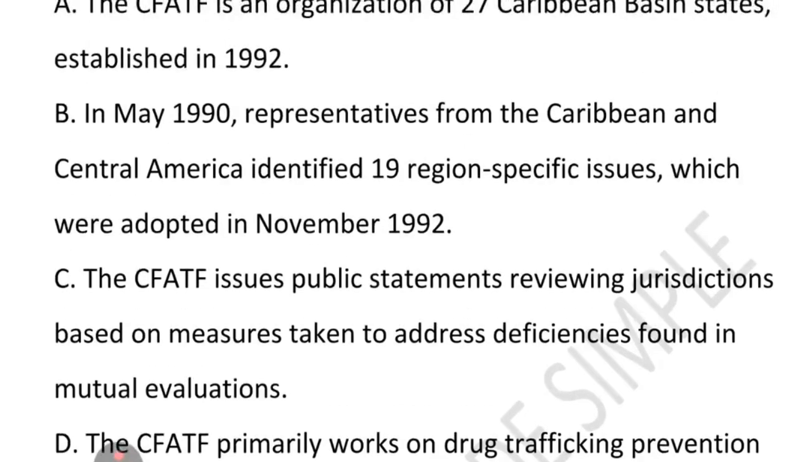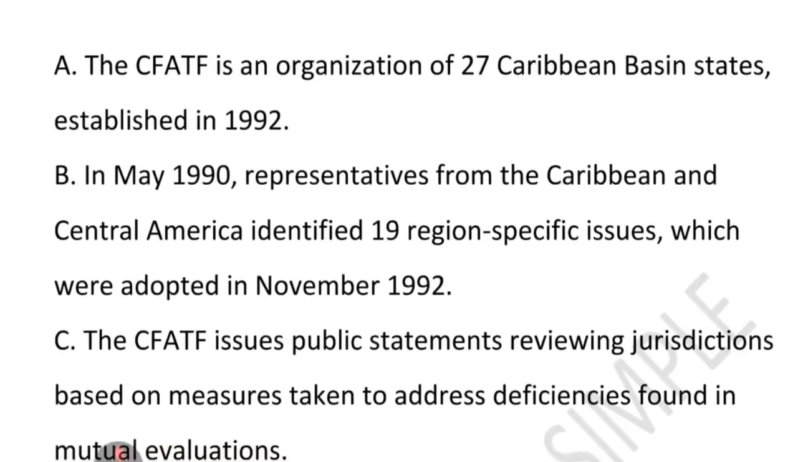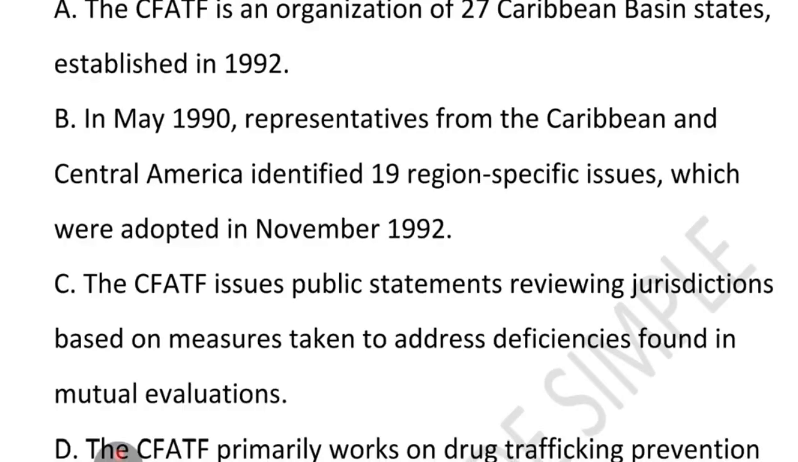So let's see the option number A. Option number A is that it is an organization of 27 Caribbean basin states established in 1992. Is it correct? Yes, it is correct. What does this mean? It means CFATF is a group of 27 Caribbean or Central American countries working together. It was founded in the year 1992 to fight money laundering and terror financing, like a neighborhood watch group but for financial crime in the Caribbean.